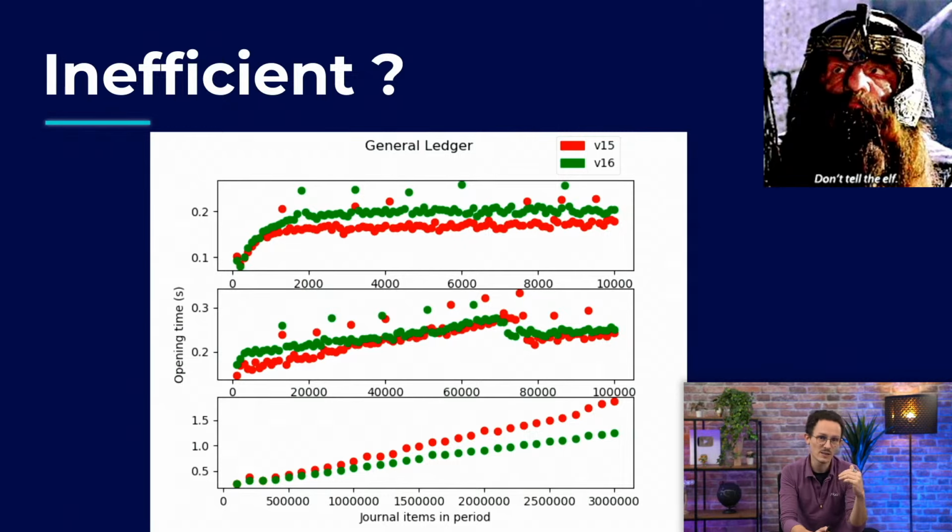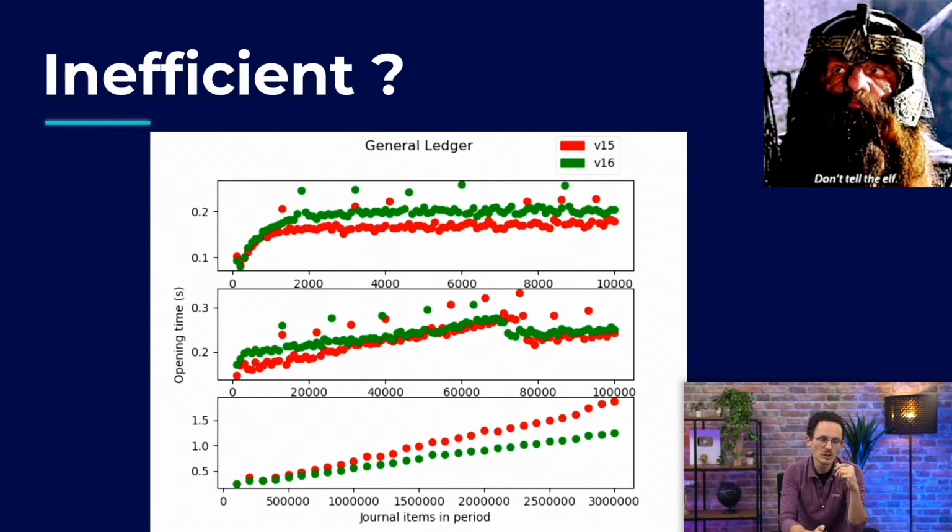On the x-axis, the number of move lines, well, of journal items that are taken into account by the report in the period that is open. So that's important. It's not the number of move lines in the database. It's the number of move lines that we use for the computation of the report. And on the y-axis, you have the number of seconds that it takes to open the report.